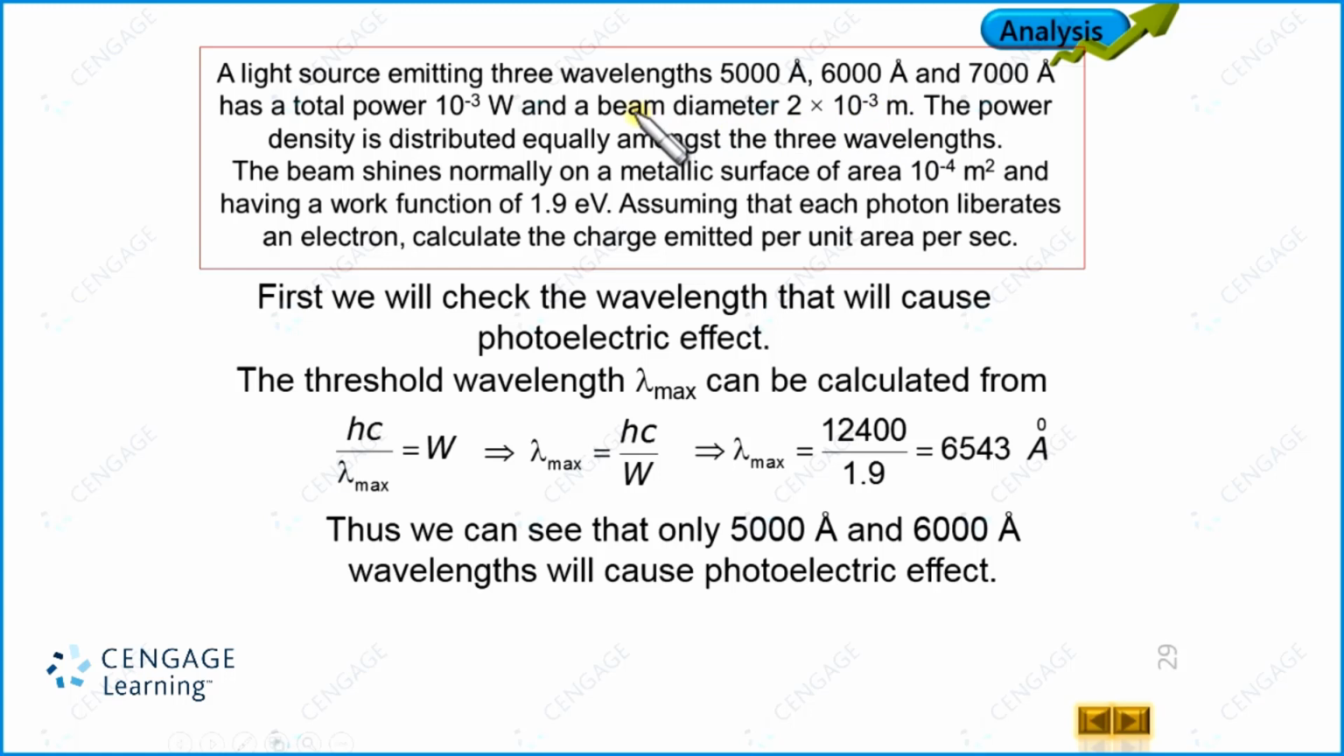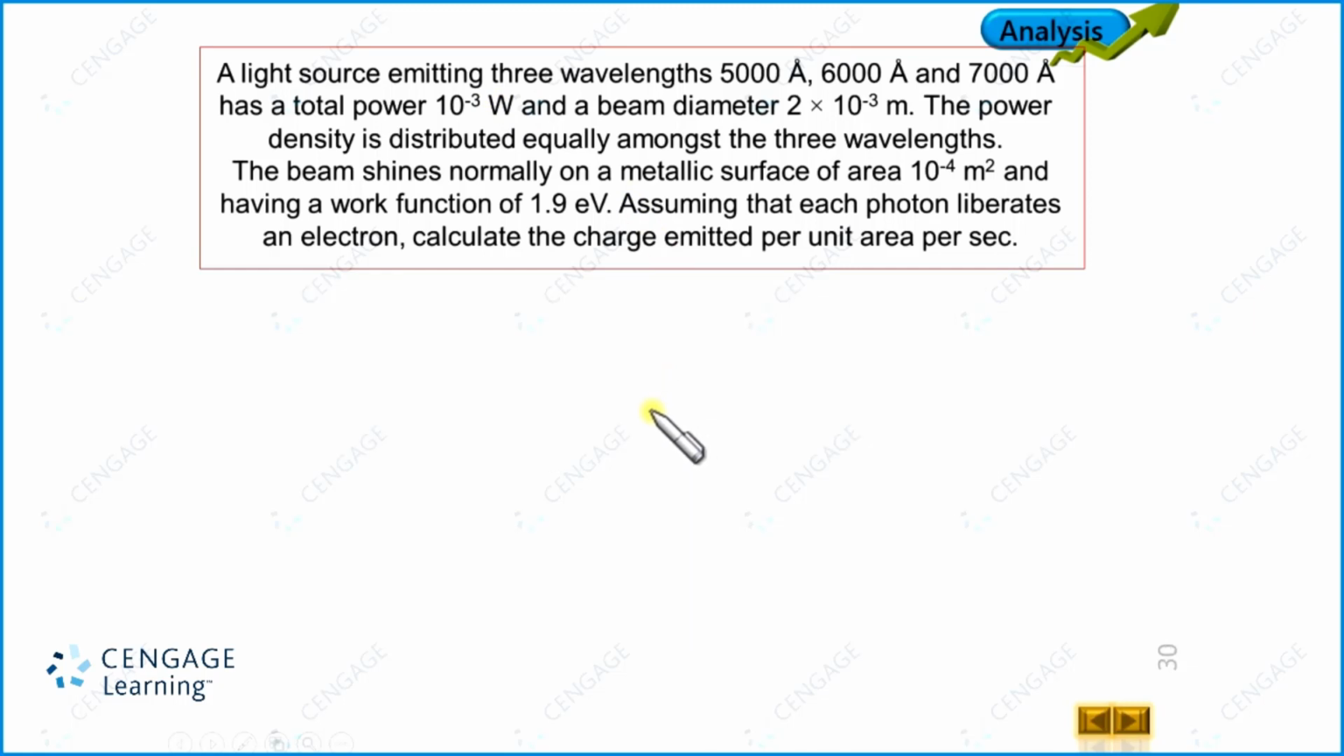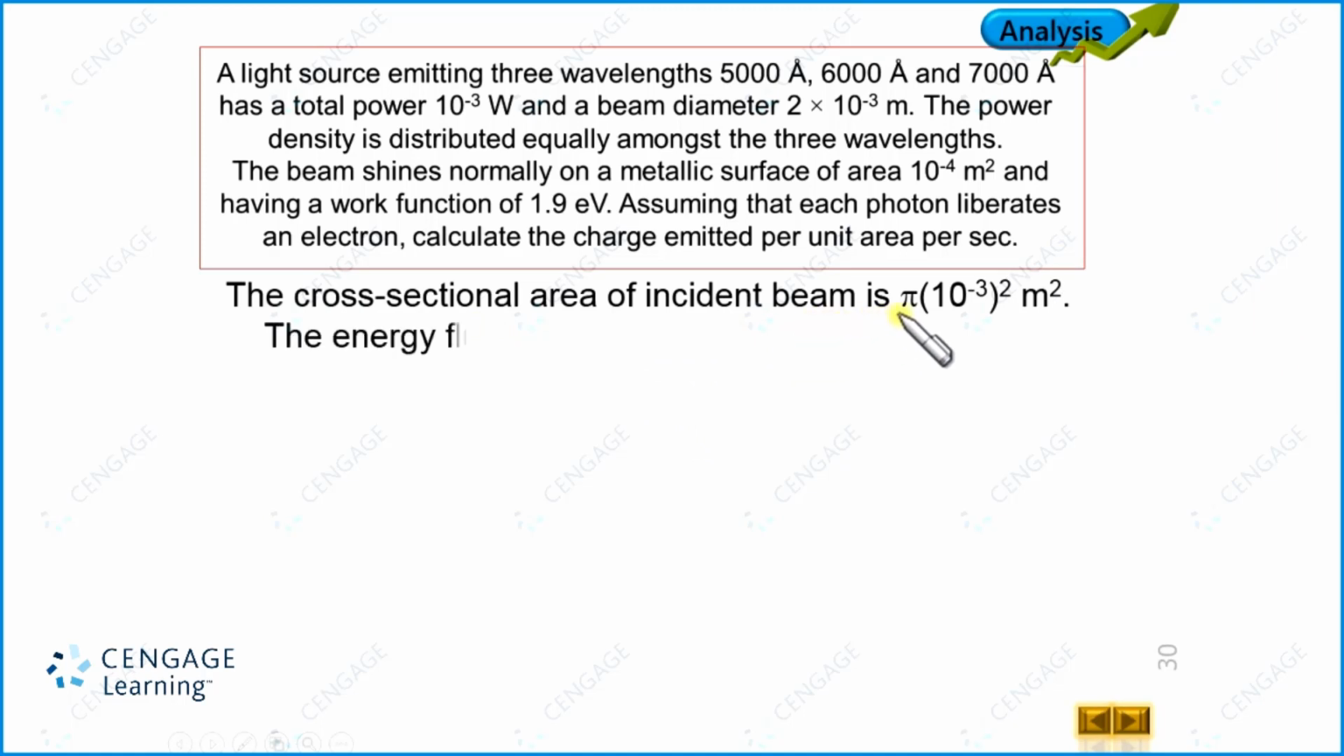If we calculate the area of the beam, and we are given the power of the radiation, we can find the energy flux or energy density. So let us calculate the cross-sectional area of the incident beam. This is equal to πr², r is 1 × 10^-3 meter, right? So this is the beam cross-sectional area.